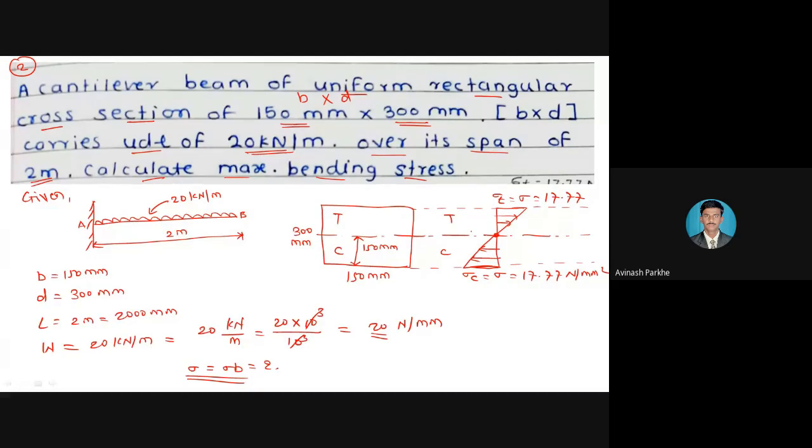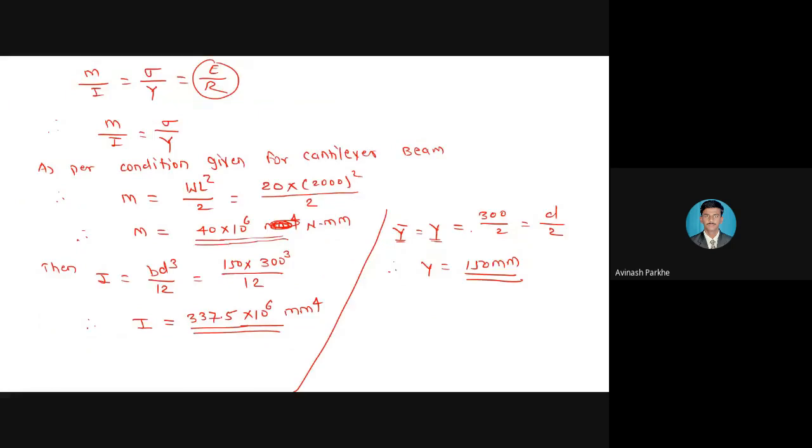Therefore, in the first problem, we have taken capital M is equal to W into L. And in the second problem, we have taken capital M as WL square divided by 2. So this particular M formula plays a very important role. If you make a mistake while calculating the capital M, your bending stress calculation will be incorrect. Therefore, use the respective formula for the respective type of beam and respective loading only and solve that particular numerical.